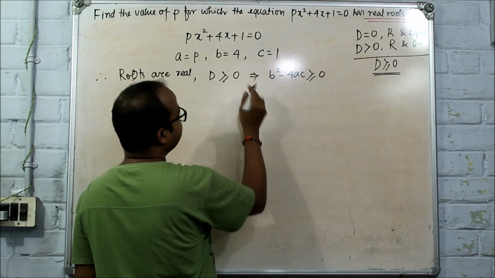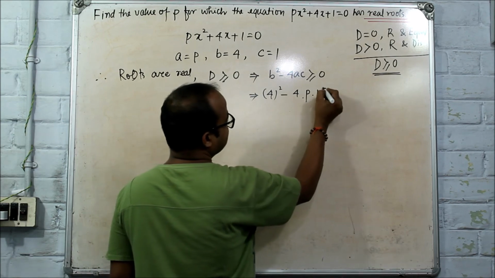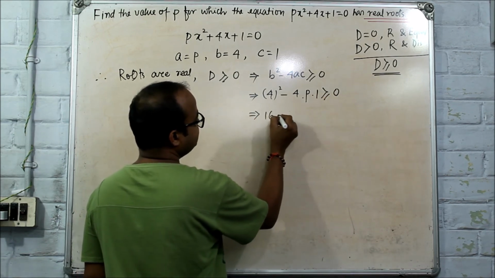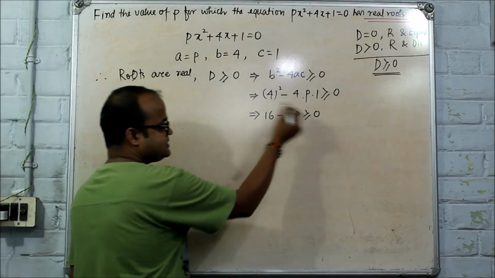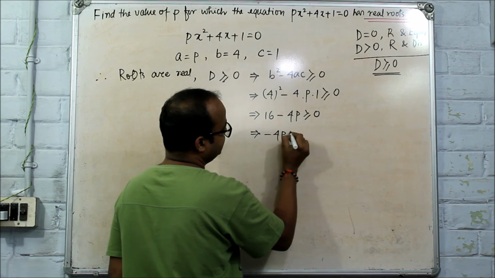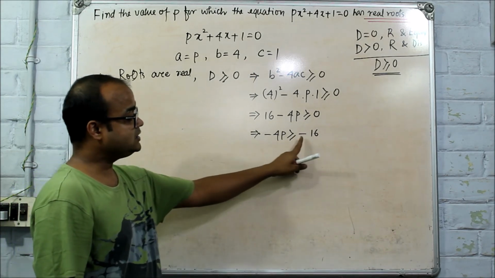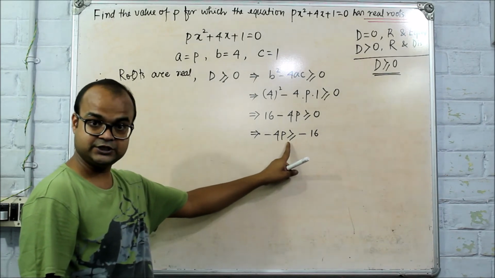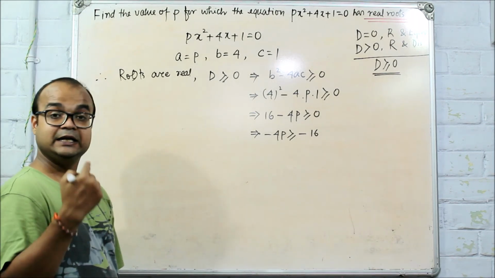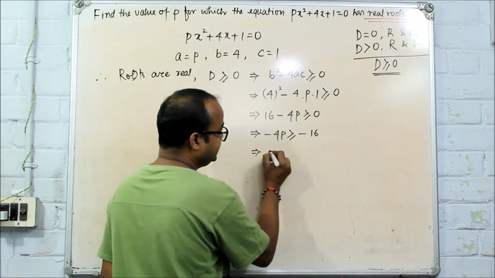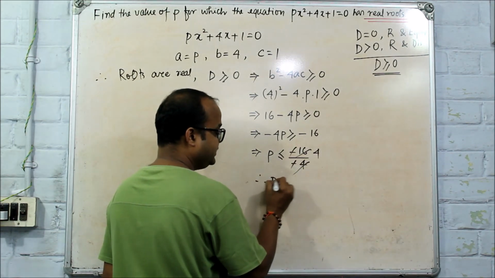Now substitute the values of a, b, c. b square means 4 square, minus 4 into a into c is greater than or equal to 0. So 16 minus 4p is greater than or equal to 0. If you take 16 to the other side, minus 4p is greater than or equal to minus 16. Now if you remember the inequation, when you cancel out this negative, or divide by minus 4, the inequality sign will change, since multiplying or dividing by a negative term changes the inequality sign. So here we write p is less than or equal to minus 16 by minus 4. Minus minus cancel, 4 4 cancel. Therefore p is less than or equal to 4.